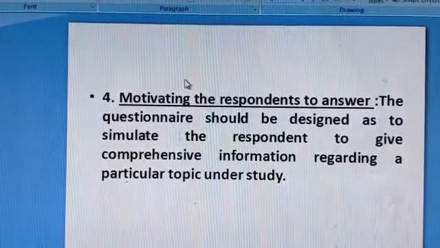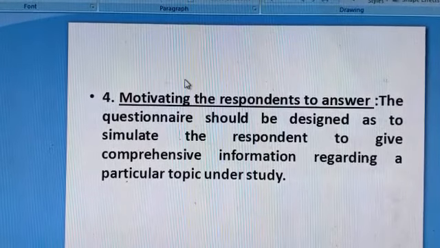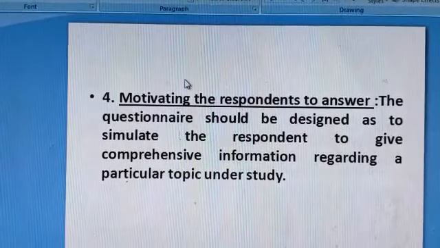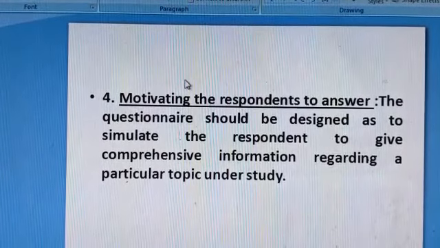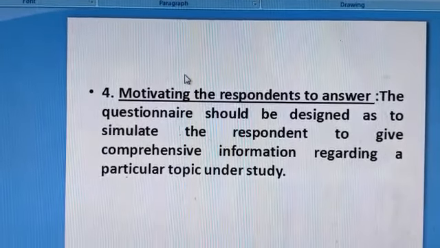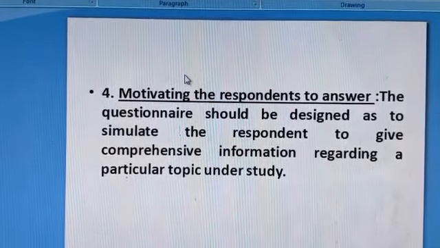Fourth, motivating the respondents to answer. The questionnaire you are preparing should be designed in such a manner that it stimulates the respondent to give the confirmed information regarding a particular topic under the study. So they have to be motivated so that they will be able to give the answer.